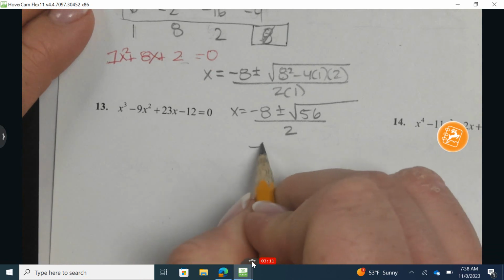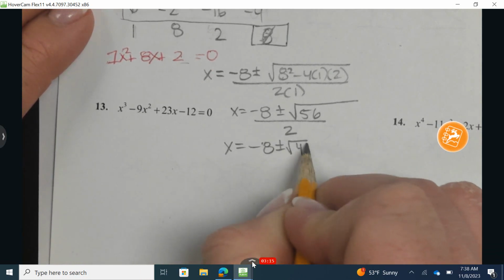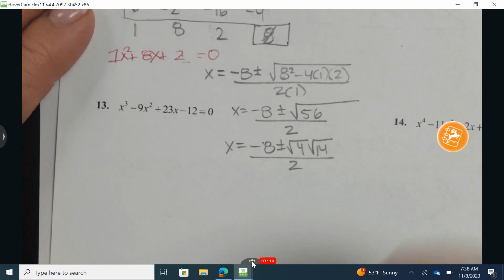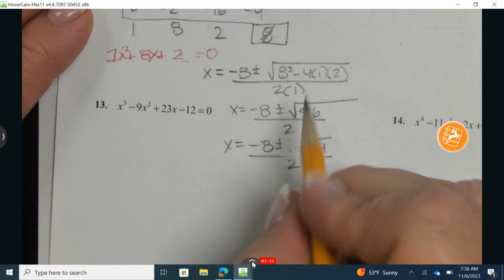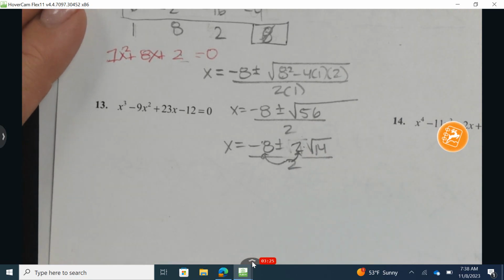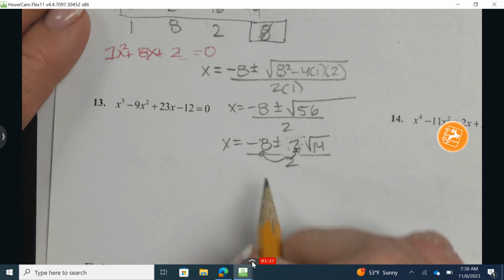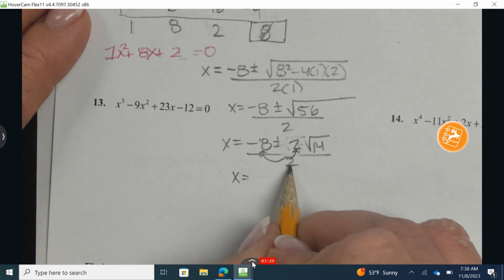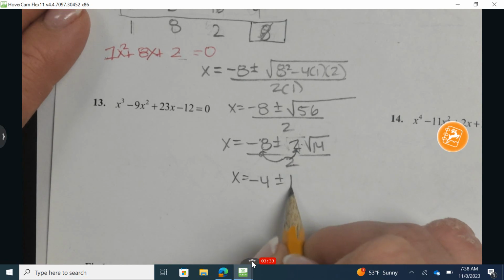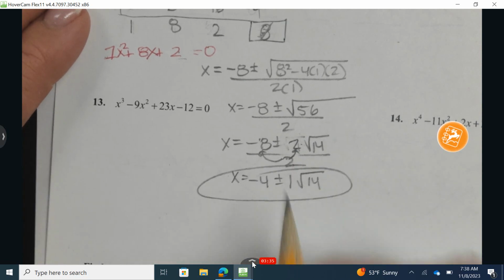So if I move this up, I have x equals -8 plus or minus the square root of 4 times the square root of 14, all over 2. And I'm going to go back and replace the square root of 4 with 2. Remember, this has to be shared with both the left and right values to the left and right of the plus or minus. So -8 divided by 2 is -4. 2 divided by 2 is 1. And this is my final answer.